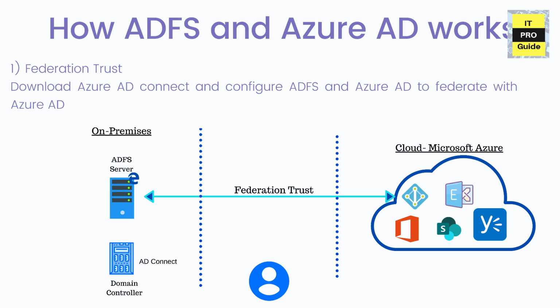So the very first step when you decided to use federation with Azure AD as your hybrid identity solution for your Office 365 application to use a single sign-on capability is federation with Microsoft Azure AD and your local Active Directory. This can be done very easily. You can download Azure AD Connect. You can simply configure federation with Azure AD. And for this, you need an ADFS server in your on-premises.